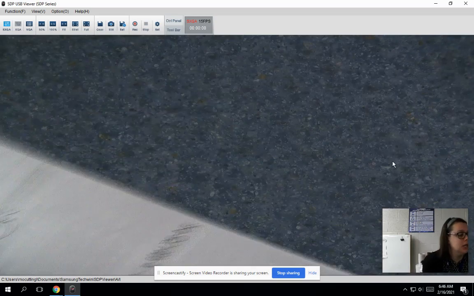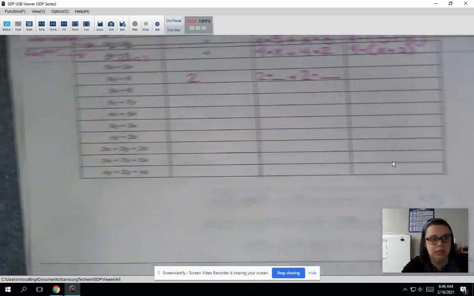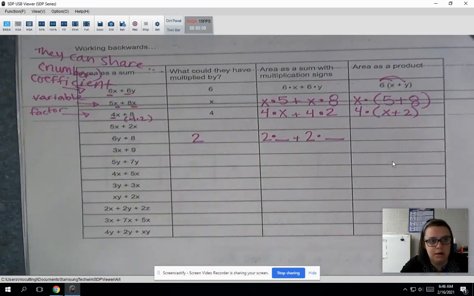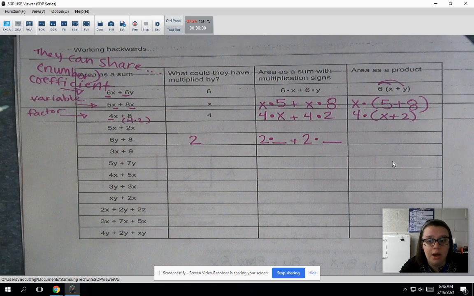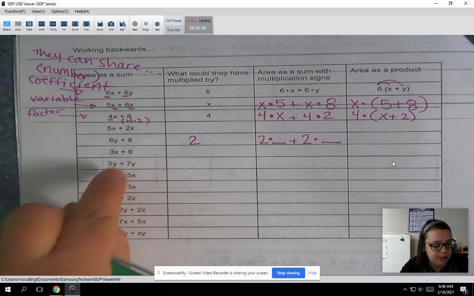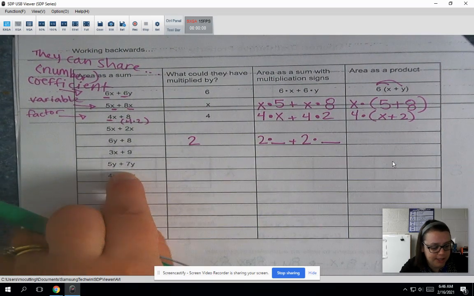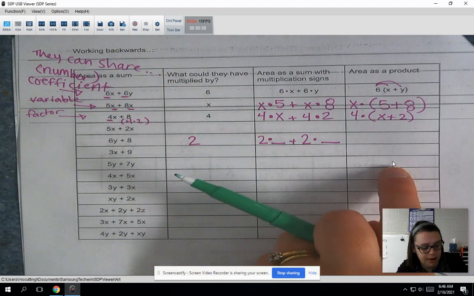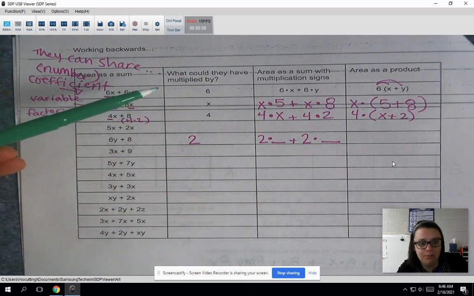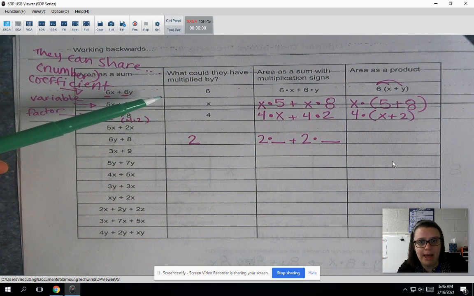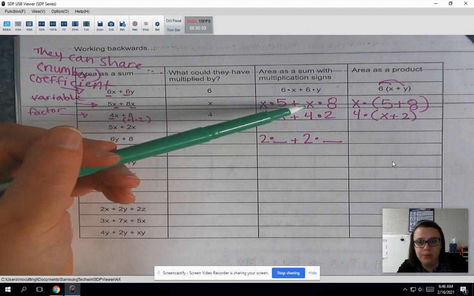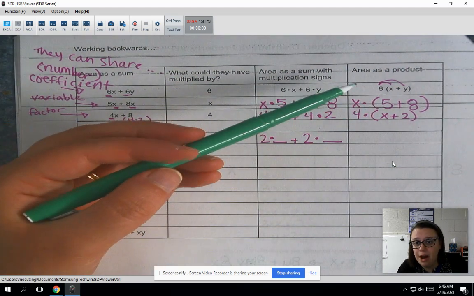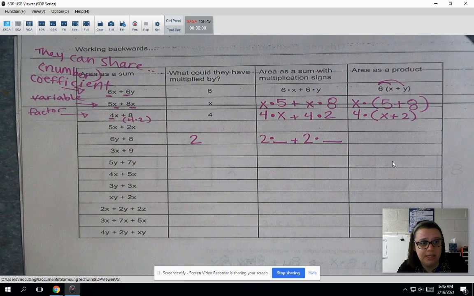Working backwards, it starts off written as area as a sum. I'm trying to put it back with the parentheses. So I need to look at what could they have multiplied by. Then I'm going to write it with my multiplication signs. Then I'm going to write it with my parentheses.